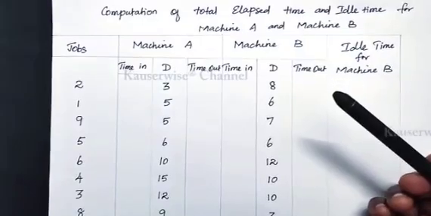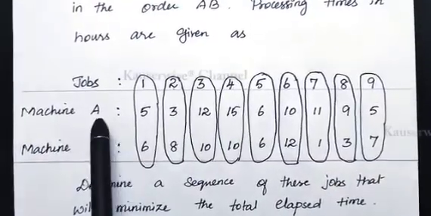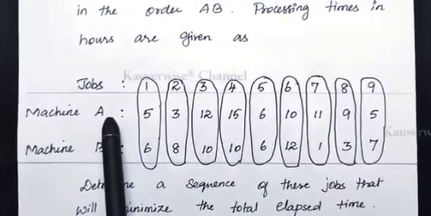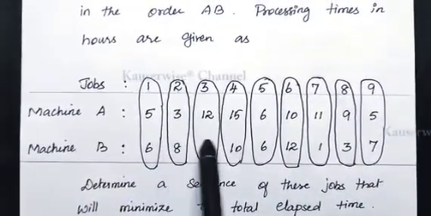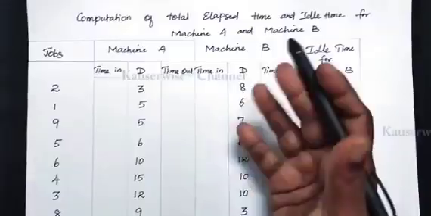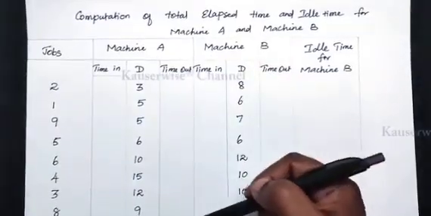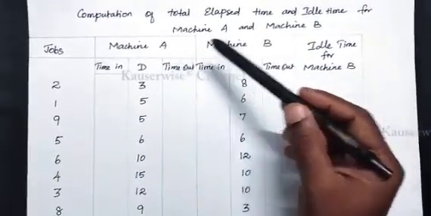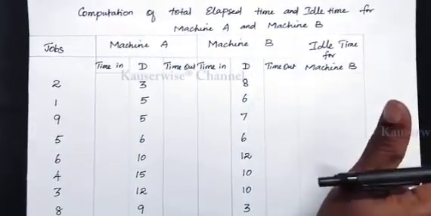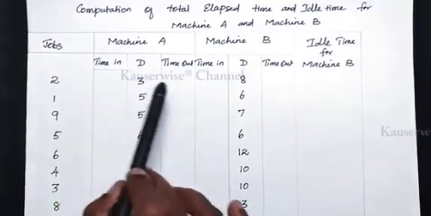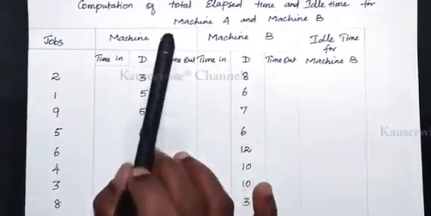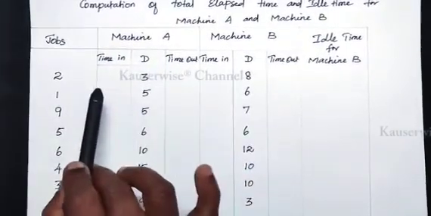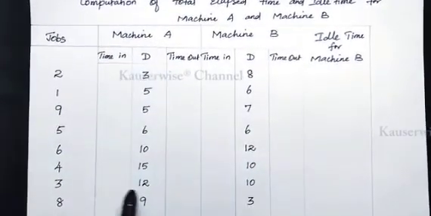Now look at the problem. This is the duration for machine A and machine B for 9 different jobs. Now write the duration in the tabular column. Look at the solution. We have written the duration for machine A and machine B from the given problem. Now we are going to find the in time and out time for machine A first, because there is no idle time for machine A during the process.